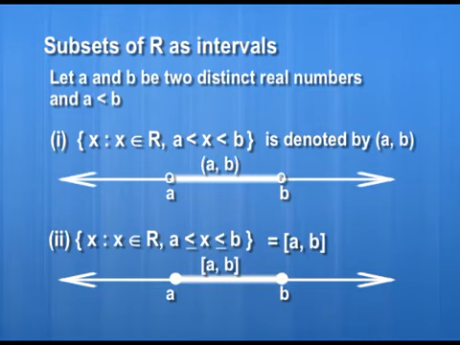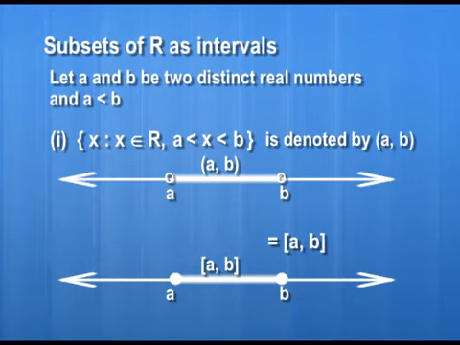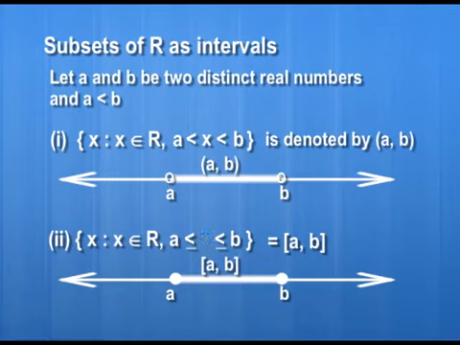Suppose we want to include numbers a and b. Then in set form, we will write it as the set of all x such that x is a real number, x is greater than or equal to a and less than or equal to b. This set is represented by closed interval written like this. A is included, solid circle. B is included, solid circle, and the in-between portion is darkened.